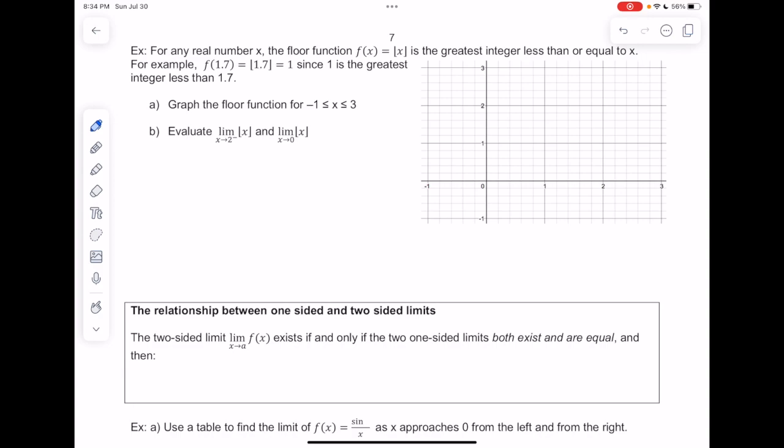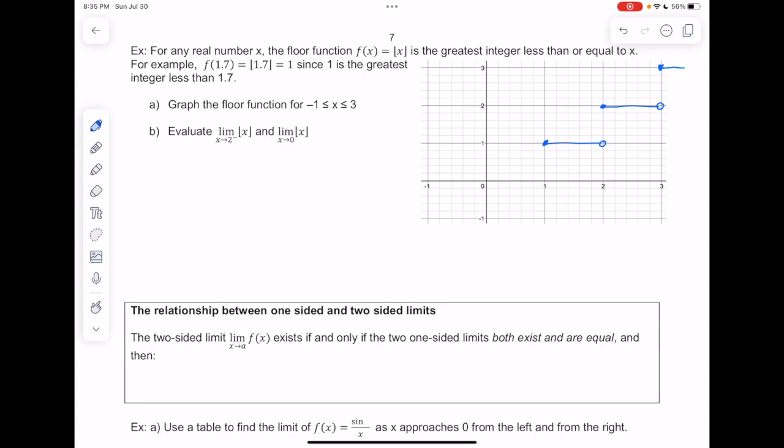So they want us to graph this for part A. In fact, if you put in any number that is 1 or bigger, you're going to get a 1 until you get to 2. Once you get to 2, if you take the floor function of 2, the greatest integer that is less than or equal to 2 is 2. So when you get to 2, it jumps up here. And then it goes along, and the floor function of 2.3 is 2, 2.7 is 2. So it stays flat till it gets to 3. When it gets to 3, it would jump up again and start doing this.